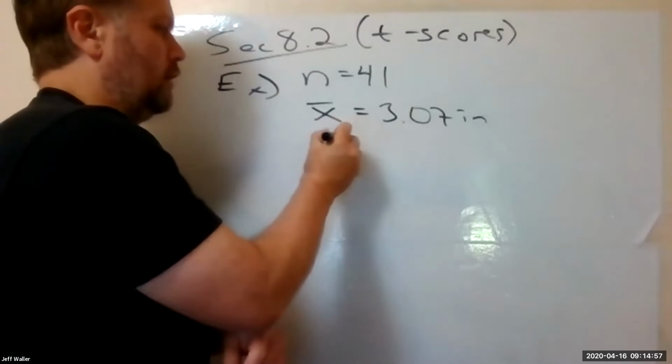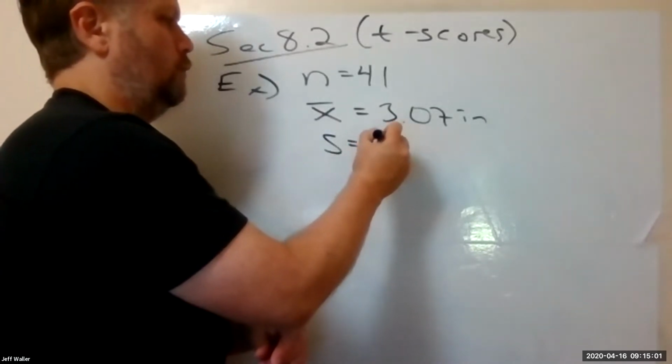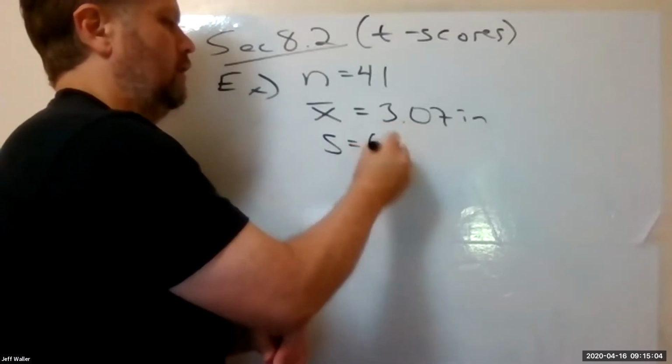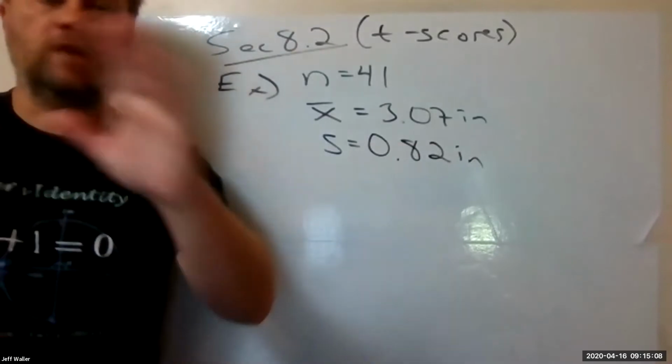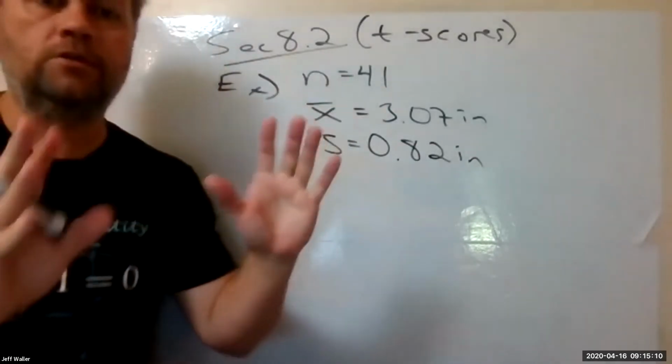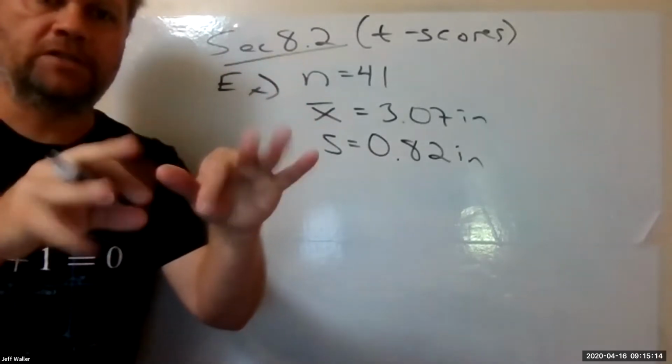And we also get a standard deviation from the sample of what you got, Jeff? 0.82 inches. All right, is everybody with me? Took a sample, I calculated those two things. Maybe I put my sample data into one var stats and did it, right?